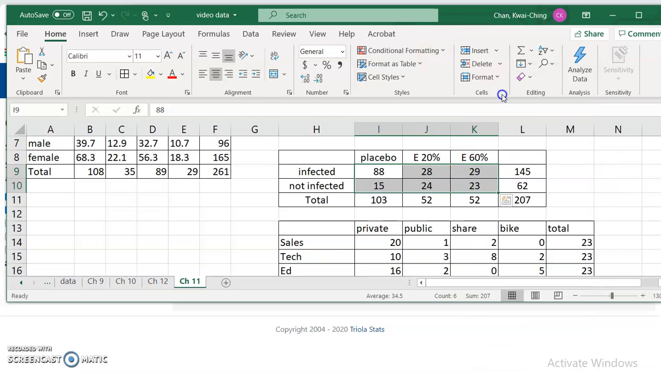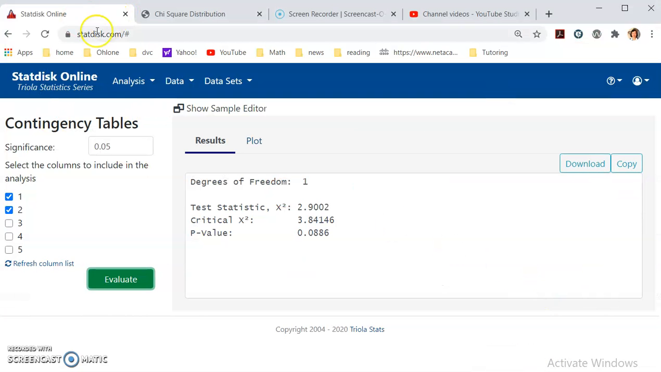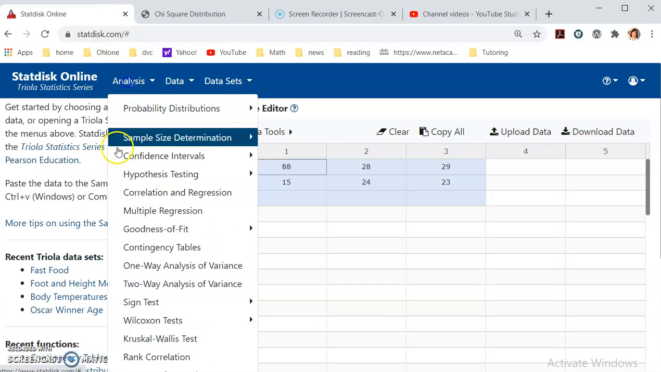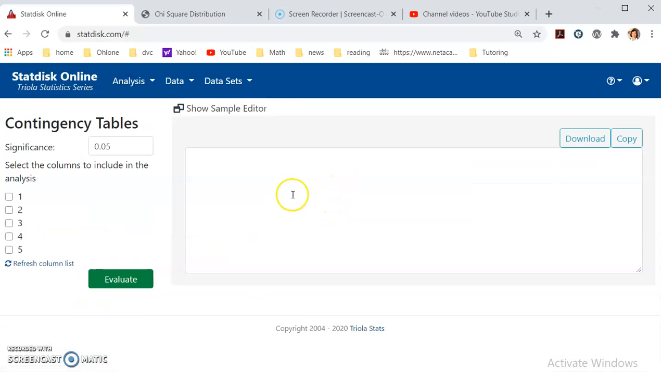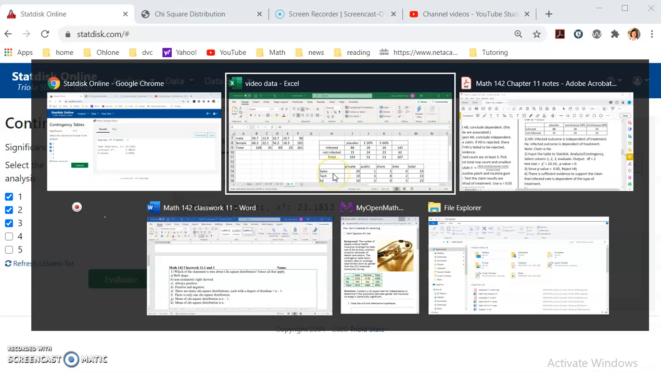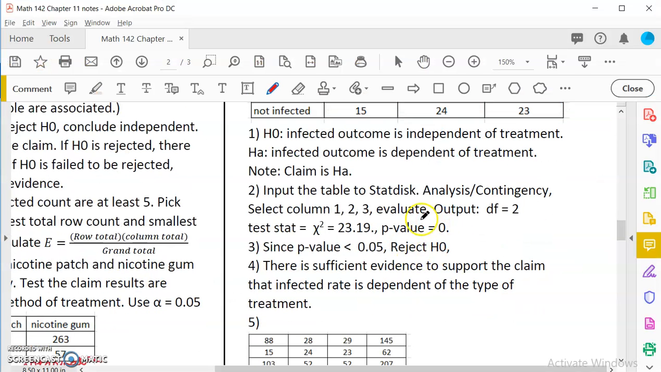I also did some totals. So clear all this and do a Control V. I have these three columns of data, and I'm going to do analysis, contingency table. We have 3 treatments. And so we write this down. The result is 23.18. Degree of freedom is 2. P-value is 0. So the area is so low. Okay, so I write it down. 23.19, actually it's 19. Degree of freedom is 2.